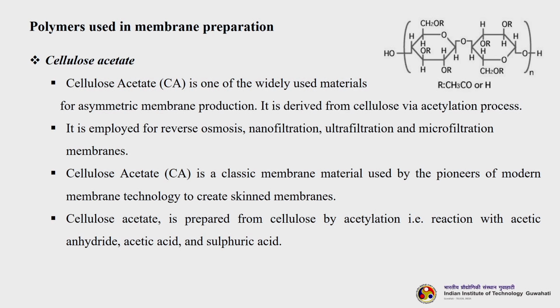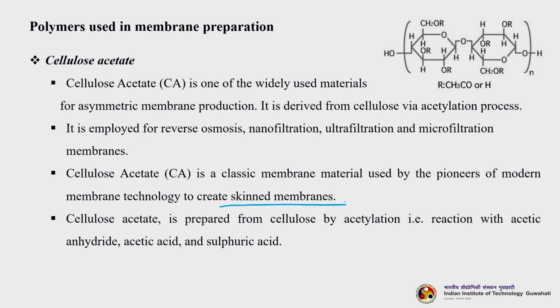So, cellulose acetate is one of the widely used materials for asymmetric membrane production. It is derived from cellulose via the acetylation process. It is employed for reverse osmosis, nanofiltration, microfiltration and ultrafiltration membranes. So, cellulose acetate is a classic membrane material used by pioneers of modern membrane technology to create skinned membranes.